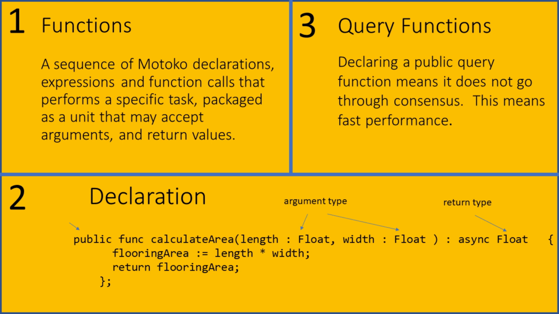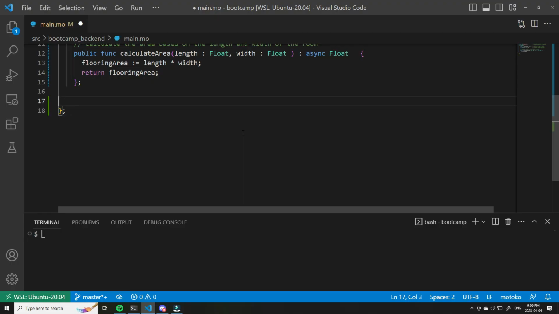You can also declare a function as a public query function. This is done when the function is not writing to the blockchain and does not require consensus. As a result, query functions are much faster, and also a function can return no arguments, and this is indicated by two parentheses, which you will see a little bit later.